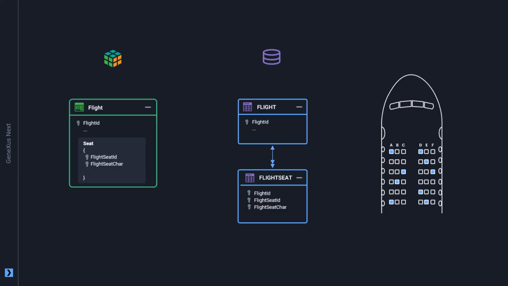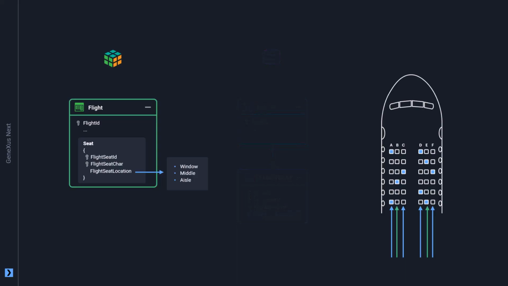Next, we'll add a secondary attribute to the seat, its location. That is, whether it's a window, middle, or aisle seat. This attribute will then be stored in the flight seat table. It's a good idea to define its data type as a domain, which we could name seat location. It will be of data type character of 1, for example, since it will store the letter W for window, M for middle, and A for aisle.